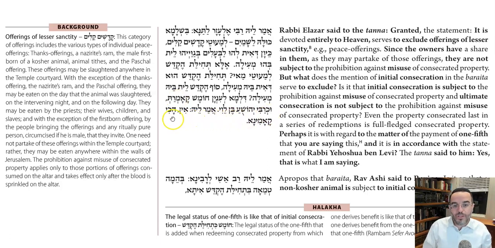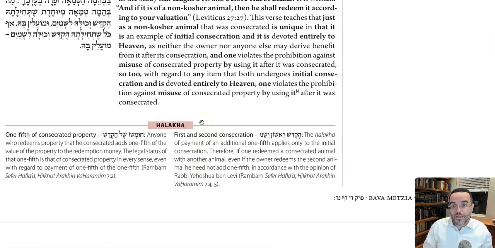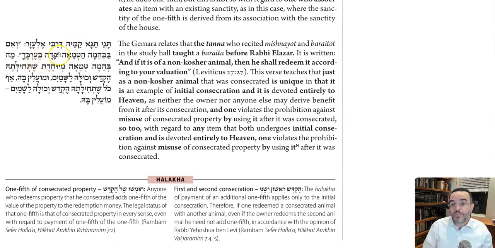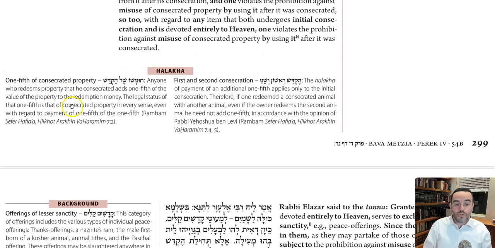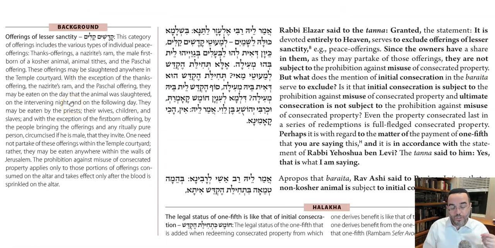He says, oh, maybe I know what you meant. Maybe you meant regarding the law of adding one-fifth. And here's how you read the Baraita. We learn from a non-kosher animal that it's unique in that the initial consecration is A, and it's something that's entirely dedicated and donated. And if you take it, you'd commit me'ilah. And in that case, you have to add a fifth if you go from A to B. So too, in all cases where it's an initial consecration, it's item A, and it's also entirely donated, and it has me'ilah in it, you would have to add a fifth surcharge, if you go from A to B.